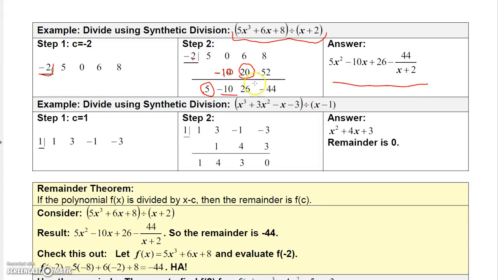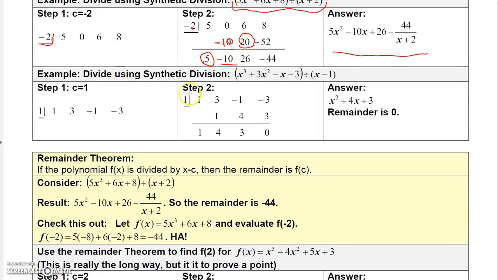And that's your answer. Now, I'll let you do the next one on your own, but let me just remind you, if this last sum here is 0, then that just tells you the remainder is 0, so the answer would just be this quotient that you get. In this case, it would be x squared plus 4x plus 3. So that's how you do synthetic division.